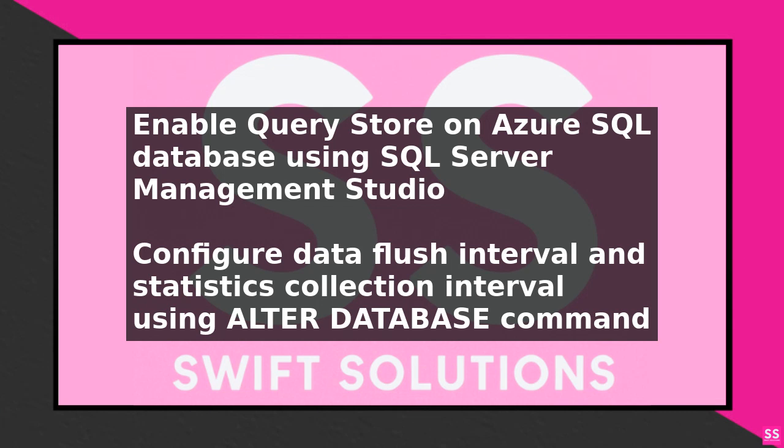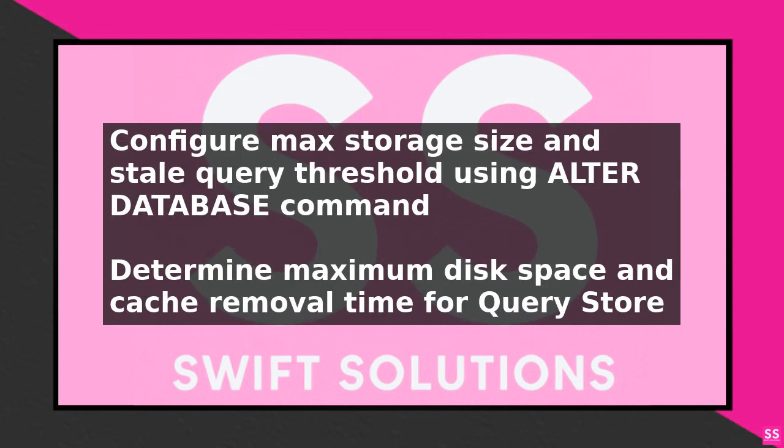Next, configure the data flush interval and the statistics collection interval. The data flush interval determines how often query execution plans are written to disk, while the statistics collection interval determines how often query execution statistics are collected. To configure these settings, use the ALTER DATABASE command with the SET QUERY_STORE option. For example, to set the data flush interval to 15 minutes and the statistics collection interval to 1 minute, use the following command.